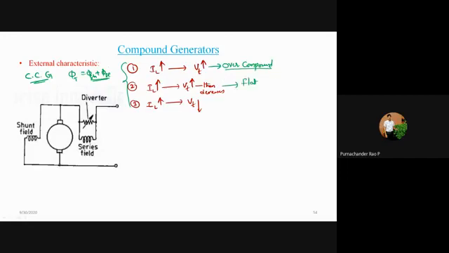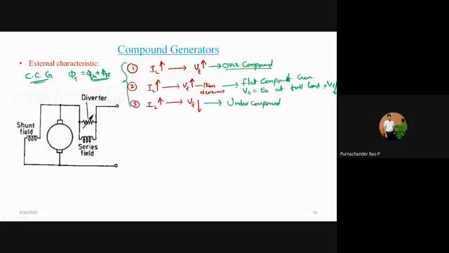And in the second case, as the terminal voltage increases, then decreases, and the terminal voltage will be equal to the no load voltage EA at full load condition, then after that your terminal voltage goes on decreasing. So this is called a flat compound generator. And the third case is IL increases, your terminal voltage decreases. This is known as under compound generators.